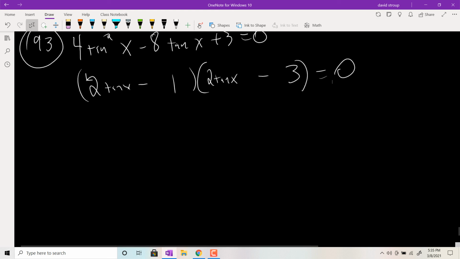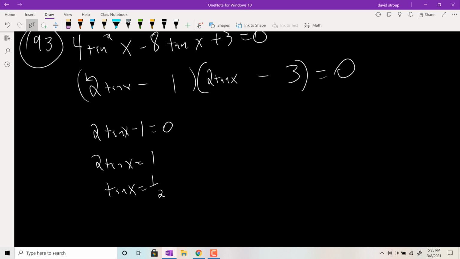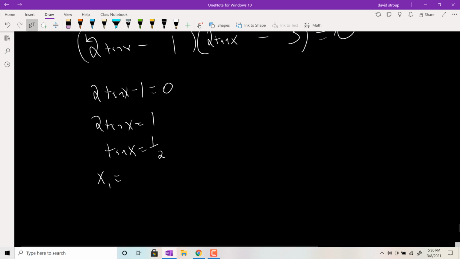Okay, and then you solve each of those. So 2 tan x minus 1 equals 0. 2 tan x equals 1. So you're looking for where tan of x equals 1/2. Of course, we don't know that, so we have to use our calculator. So we'll have 2 answers. Hopefully they'll both be in range.